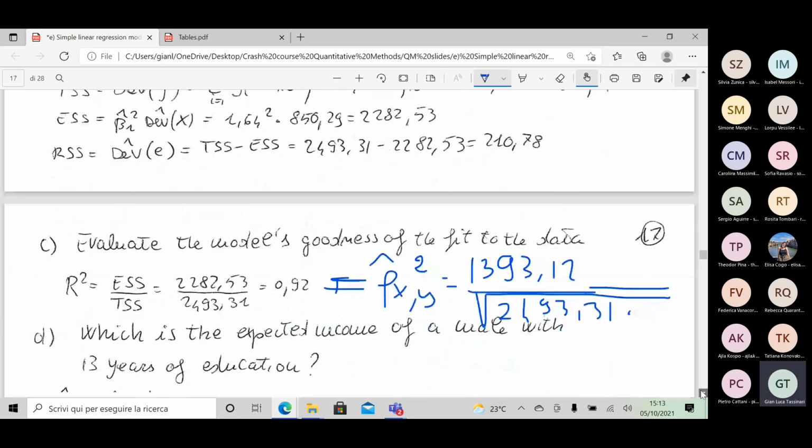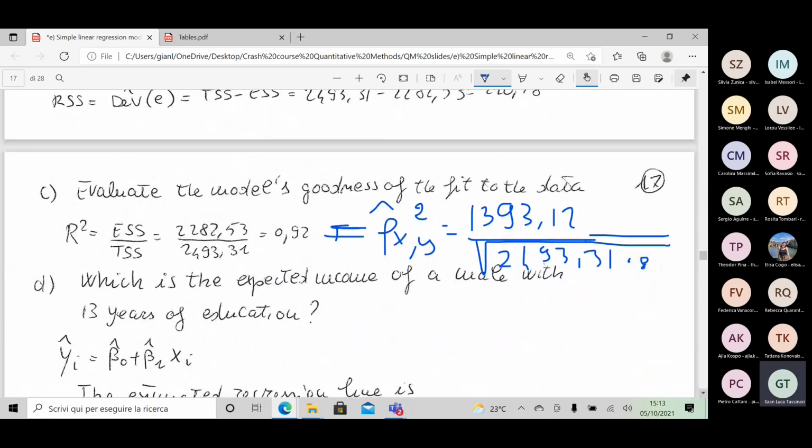850,29 times 850,29. And remember, this must be raised then to the power 2. So essentially, you can raise directly this to the power 2 divided the product of the deviances. And if you do the computation, you get the same number. If you have a small difference, it's only because you use different decimals, but the result should be perfectly the same. So you can follow both ways to get the R square.